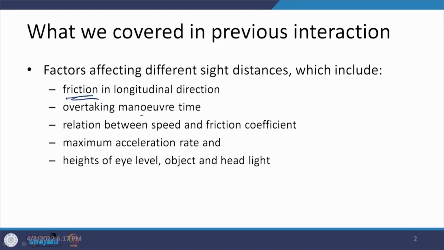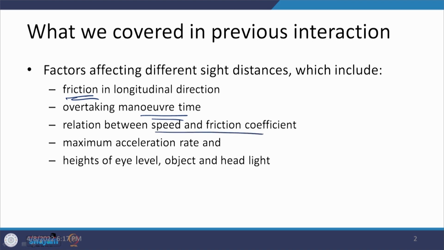Dear students, now again we are starting our interaction on the geometric design. We have started with the side distance requirements, and so far we have talked about the various factors which affect the side distances. In the last interaction we talked about the factors related to friction, the maneuver time, the relation between the speed and the friction coefficient, the maximum acceleration rate which is again related with the speed, and the heights of eye level, object, and headlight along with the angle of the beam through which the light is coming, which gives us the visibility ahead of the vehicle during the night time.